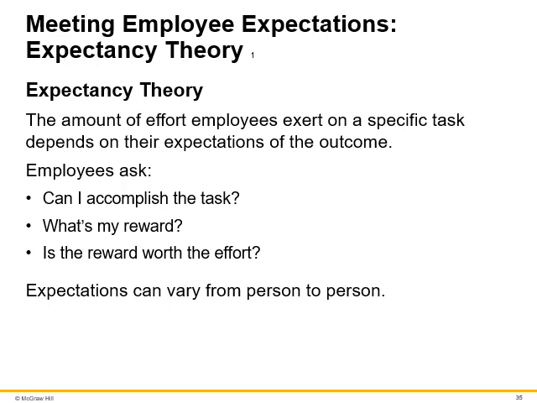According to Victor Vroom's expectancy theory, employee expectations can affect motivation. That is, the amount of effort employees exert on a specific task depends on their expectation of the outcome. Vroom contends that employees ask 3 questions before committing their maximum effort to a task. Can I accomplish the task? If I do accomplish it, what's my reward? Is the reward worth it?